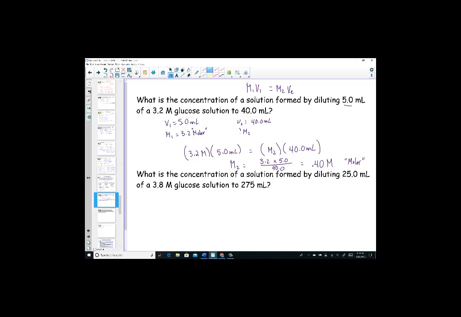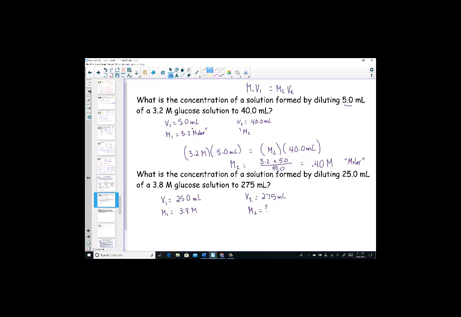What is the concentration of a solution formed by diluting 25 mL? Can you hear my Roomba in the background? I'm vacuuming. And the first molarity is 3.8 molar. We're going to dilute that to a total volume of 275 mL. What's the new concentration going to be?